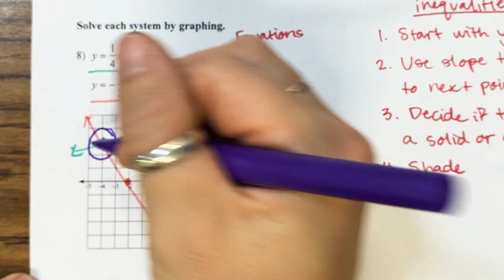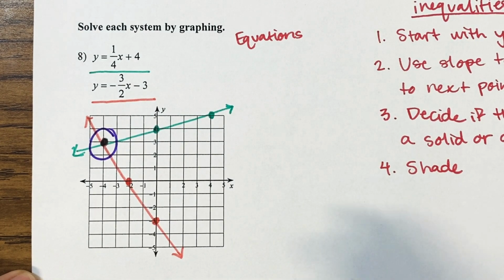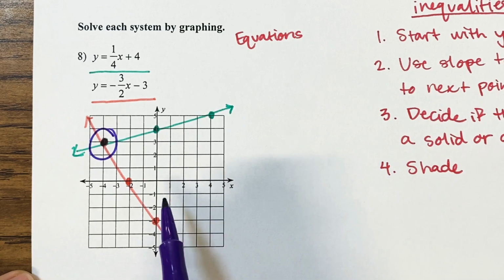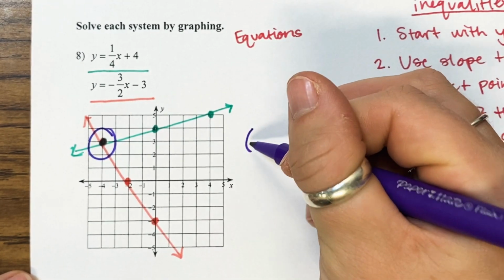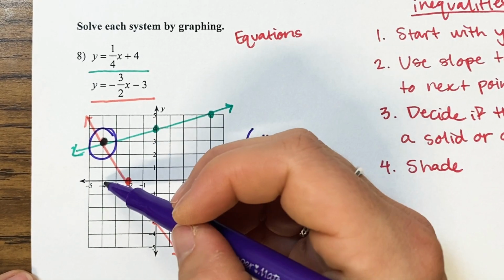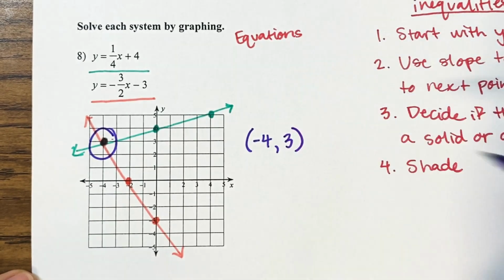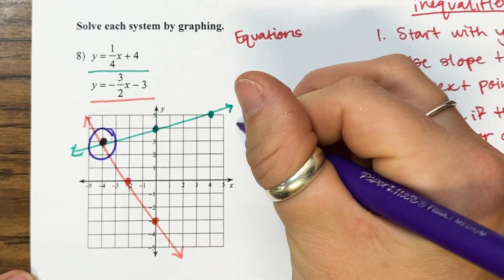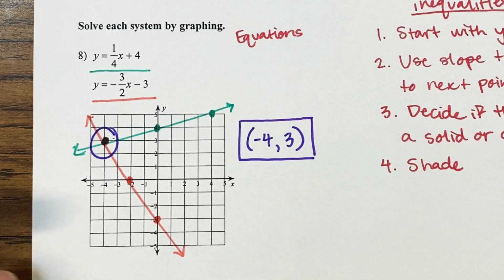Okay, we graphed it, but what we're actually looking for is the point where they intersect. That is the solution. So what is that coordinate point? Always line it up with your x-axis first. So our first is -4 on our x. Okay, then go up to your y, lines up with 3. Okay, so the answer, the solution to this system of equations is -4, 3, x, y.